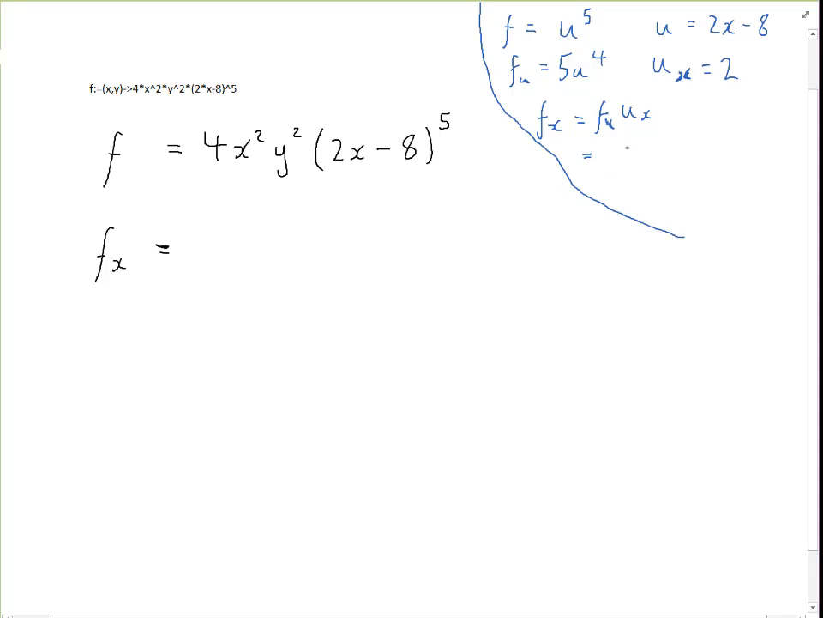So it's 5u to the power 4 times 2. In other words, it's 10 times (2x minus 8), which is u, of course, to the power 4. Okay, so all this long bit of stuff here is just how we're going to differentiate this when we come to that.